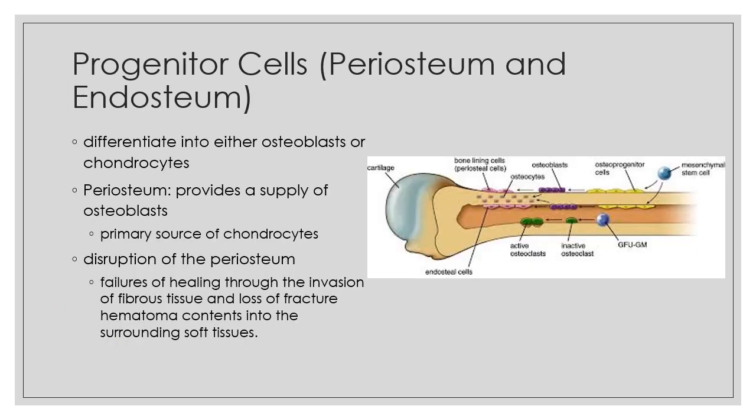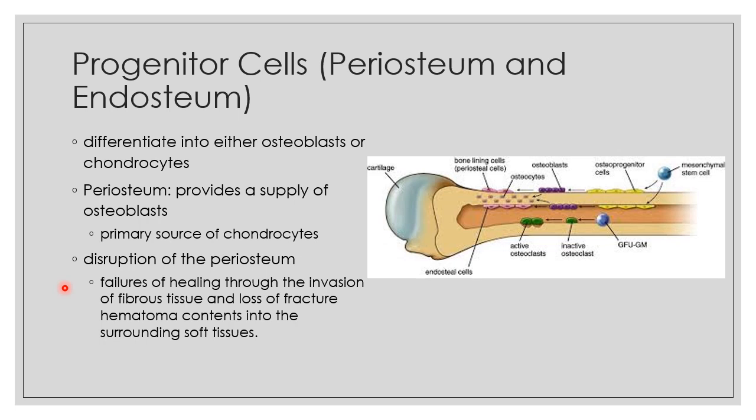Progenitor cells come mostly from the periosteum and the endosteum. They differentiate into either your osteoblasts or chondrocytes. In other textbooks, they are termed pluripotent cells as well. So they provide a supply of osteoblasts, and the periosteum is also the primary source of your chondrocytes. As we mentioned, disruption of the periosteum leads to failures of healing through invasion of fibrous tissue and loss of fracture hematoma contents in the surrounding tissues.